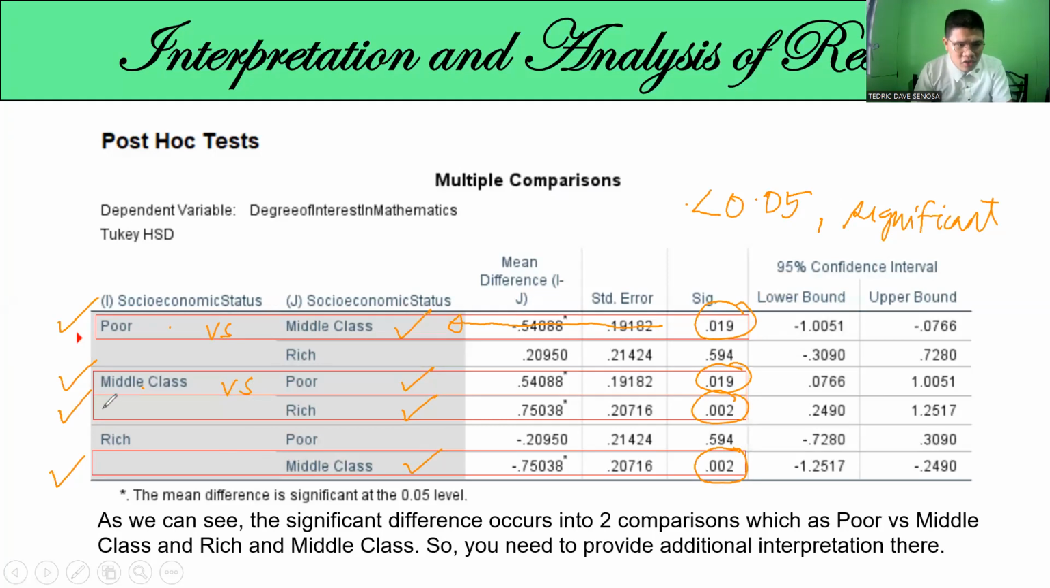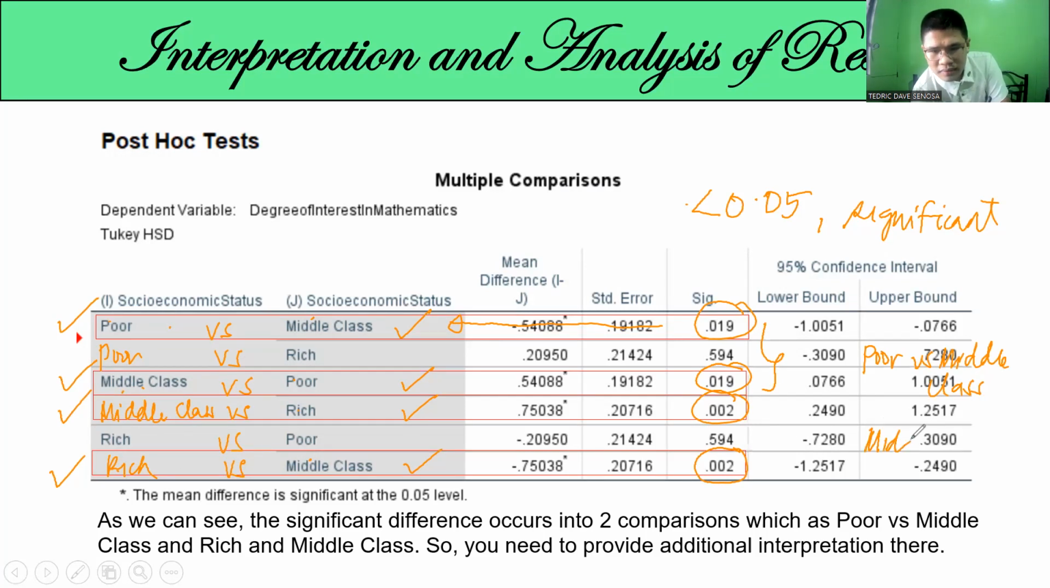Here, it is middle class again. So this is middle class, and this is poor versus, and this is rich versus. So you have 4 comparisons: poor versus middle class, middle class versus poor, middle class versus rich, rich versus middle class. As you can see, the 0.019 is the same, meaning poor versus middle class just repeated. So we don't need 4, right? The rich and middle class also repeated.